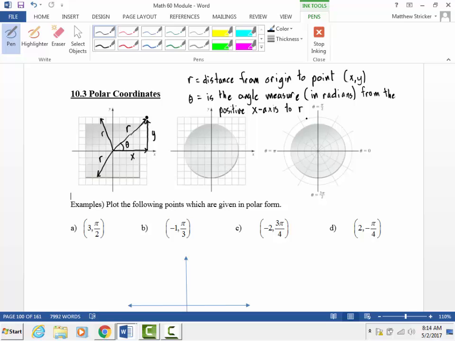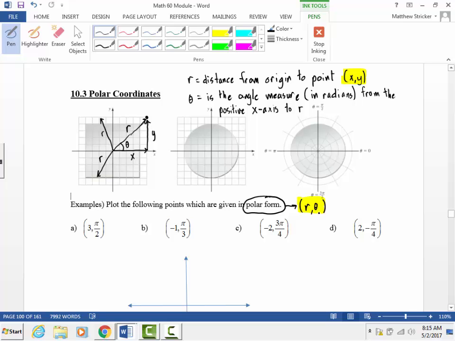Okay, any questions so far? Okay. So the very first thing I want to do is talk about how we use those two definitions for r and theta to plot points. When you have a point given in polar form, it always looks like this. It still looks like an ordered pair, but instead of x, y like we're used to, it's going to be r, theta. So r is always the first one, theta is always the second one.